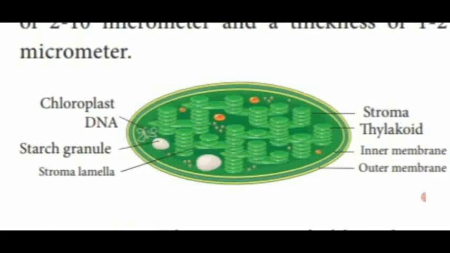This chloroplast is a cell organelle. Normally, all the cell organelles are surrounded by a double-walled membrane. Likewise, this chloroplast is also surrounded by two membranes, the outer membrane and the inner membrane. The outer membrane encloses all the cell content present inside the chloroplast.